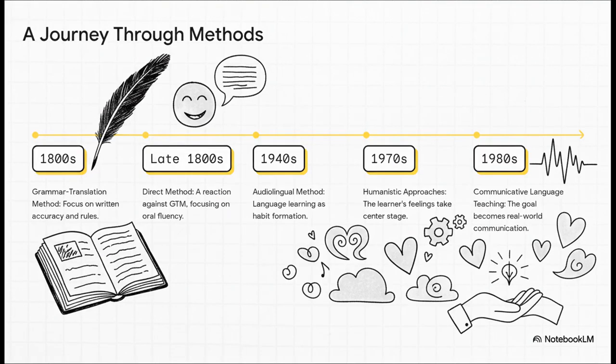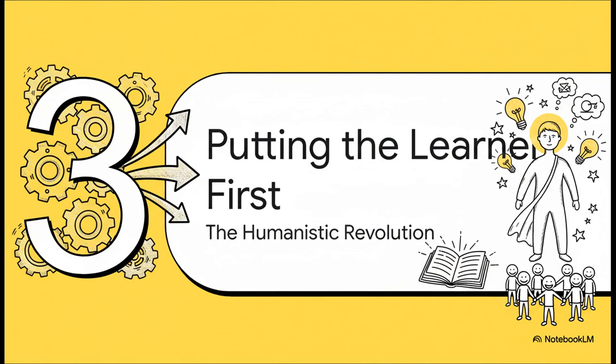So just to quickly trace our path, we started in the 1800s with grammar translation, we swung over to the direct method, then we landed on the audiolingual method in the 40s. But then, in the 1970s, a whole new revolution started brewing, and this one was less about grammar drills and much more about feelings. This next phase, wow, it was a true revolution. After all those mechanical, robotic drills of the audiolingual method, a new wave of thinkers came along and said, hey, we've forgotten the most important person in the room, the learner.